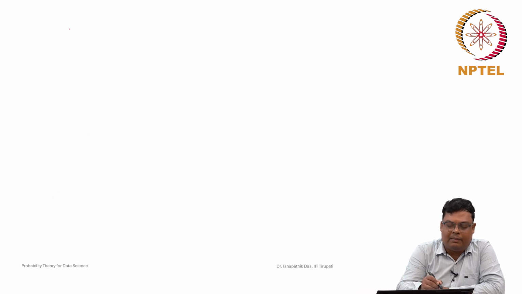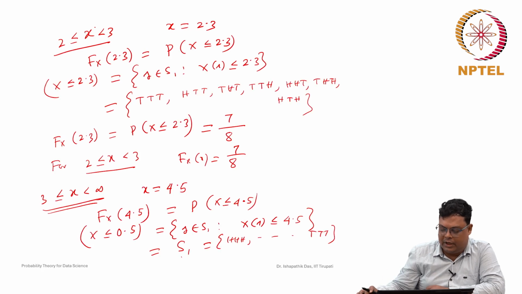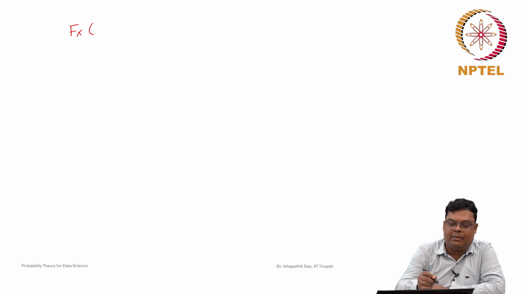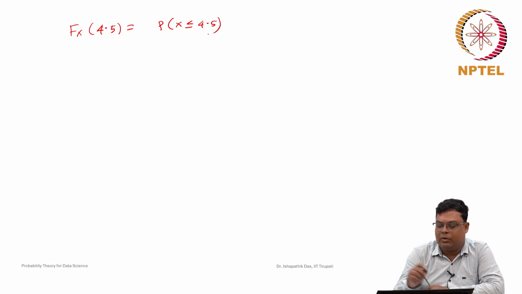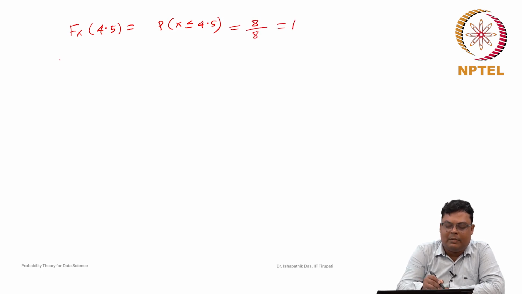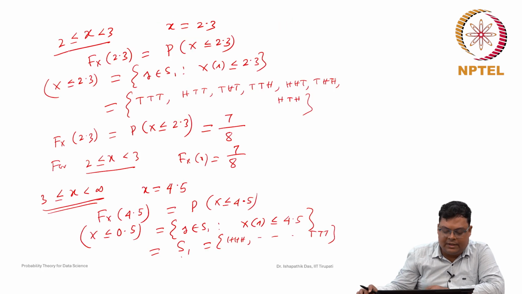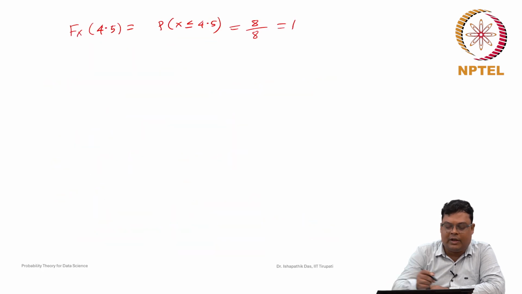So F(4.5) means the probability that X is less than or equal to 4.5. Because it contains all the points, that is 8 possible ways, it is a certain event, and it is equal to 1. So we consider any one point in this interval. Hence for x greater than or equal to 3 and less than infinity, F(x) is nothing but 1.